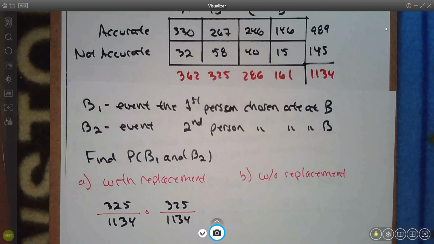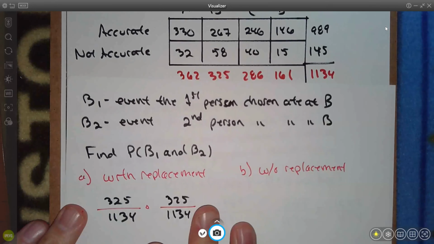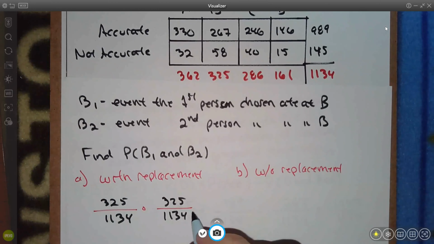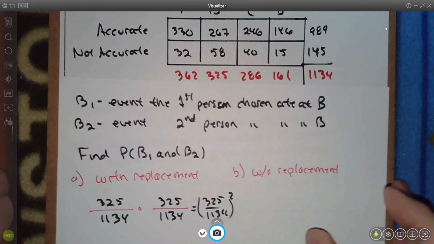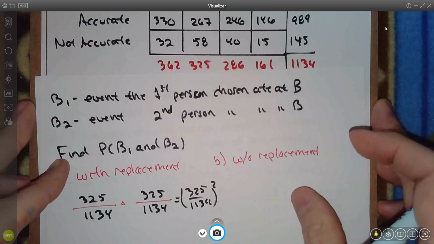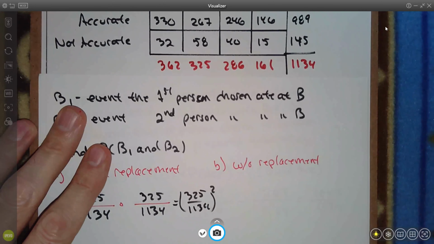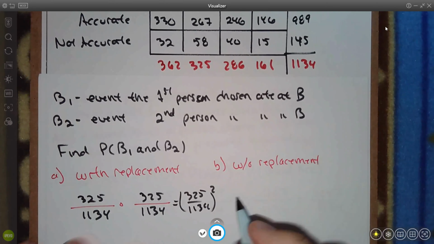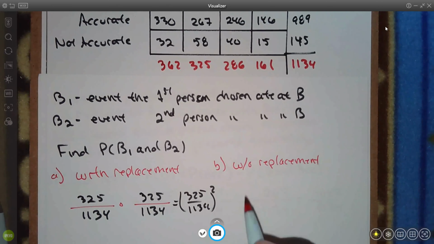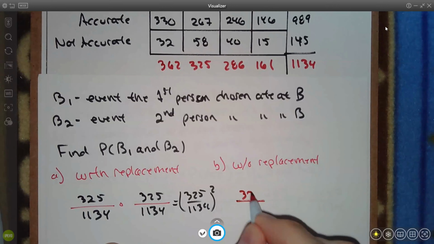Great. Now, if you really wanted to, you could write that as something squared, and that's fine. 325 over 1134 squared. That's great. But what I really want to get to is this part over here. What if we did that same experiment except without replacement? We're not going to put them back in the pool to sample again. Now that's not going to affect things on the first draw. On the first draw, it's still going to be 325 out of 1134.